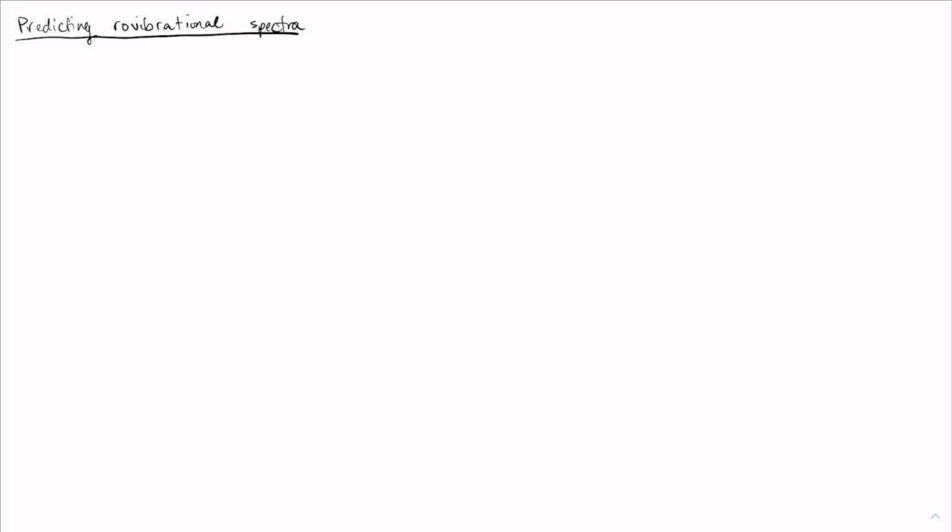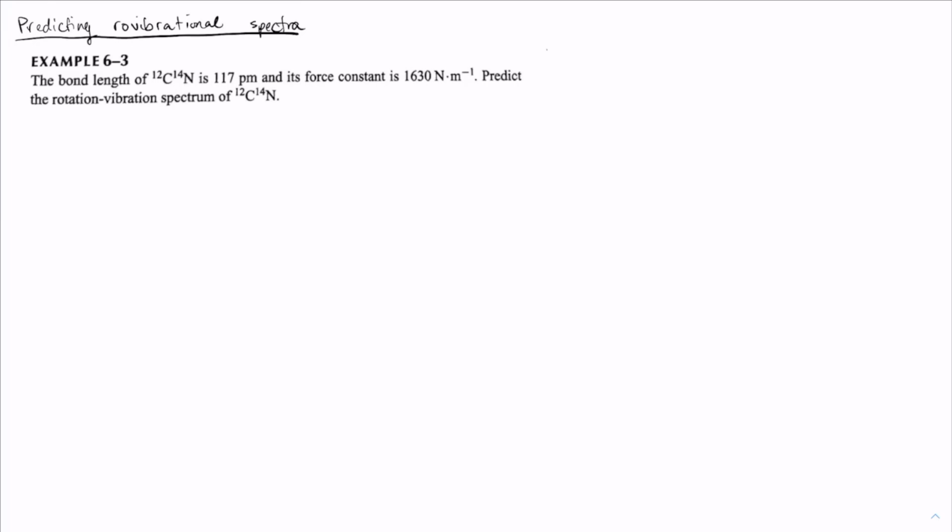In this video, let's go through an example of how to predict rovibrational spectra, or combined rotational-vibrational spectra, using known properties of diatomic molecules. To be specific, we're going to go through example 6-3 in the book, which reads: the bond length of CN is 117 picometers and its force constant is 1,630 newtons per meter. Predict the rotation-vibration spectrum of CN.